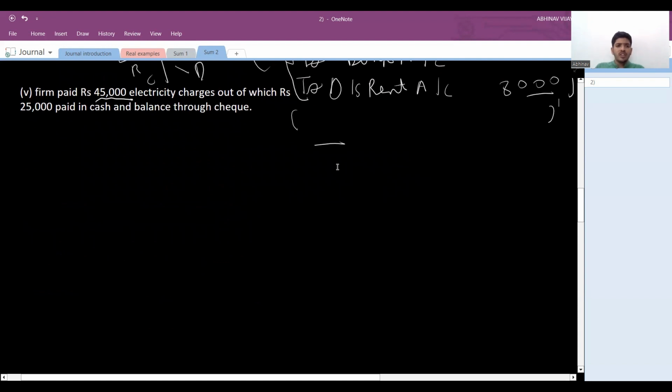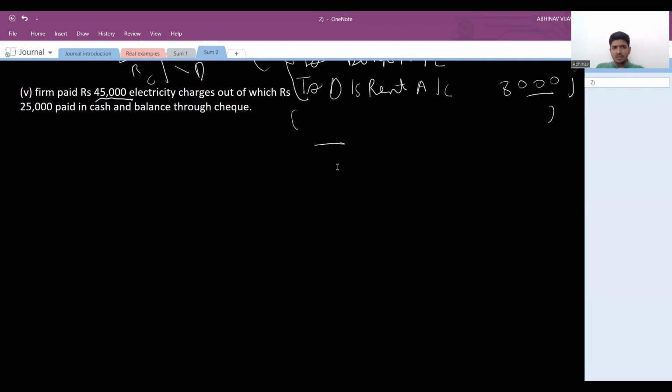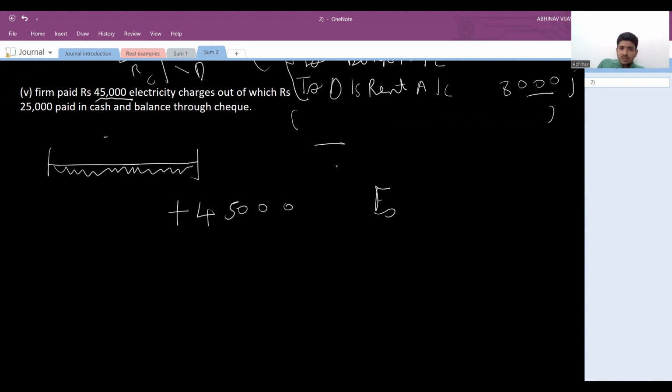Firm paid rupees 45,000 electricity charges, out of which rupees 25,000 paid in cash and balance through check. It's a very simple concept. Already we discussed it. Electricity charges is also another expense. So we took the benefit of 45,000 rupees worth of electricity charges for the previous month. So the benefit of this 45,000 is already taken. It doesn't matter if cash is paid or not, or how the cash is paid. So paid 45,000 electricity charges means increase in 45,000 as expenses. Electricity charges.